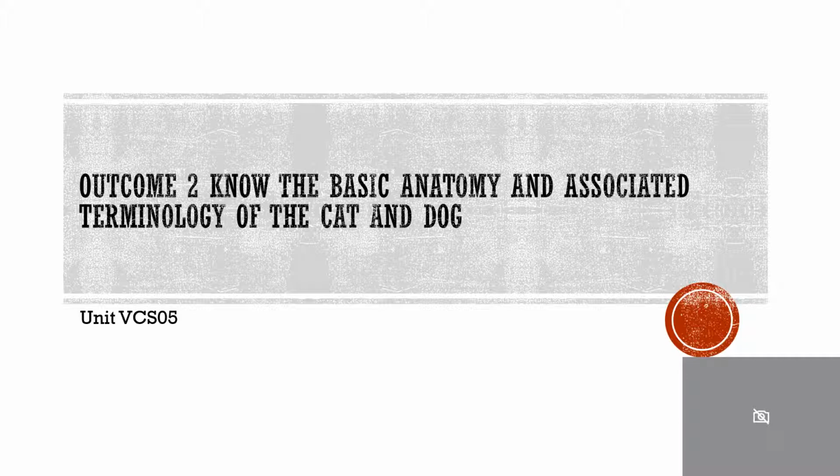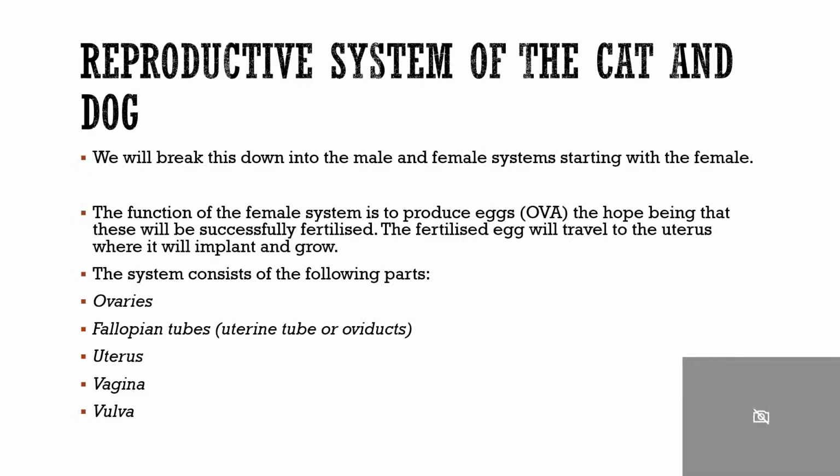Know the basic anatomy and associated terminology of the dog and cat. Unit VCS 05. Reproductive system of the cat and dog.